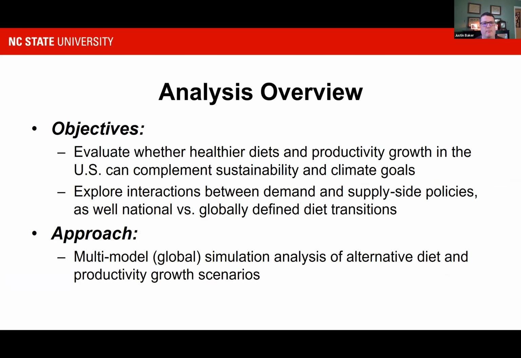Okay, so our objective in this paper is to evaluate whether US healthier diet transitions and productivity growth, thinking about supply side policies that boost agricultural productivity, can complement sustainability and climate goals. By complement, I mean, do they provide direct greenhouse gas mitigation benefits? And do they help free up land for alternative conservation initiatives? Then we explore interactions between both these demand and supply side policies, and we look at policies implemented in isolation just in the US versus globally defined diet transitions. Our approach is a multi-model global simulation analysis of these alternative diet and productivity growth scenarios.